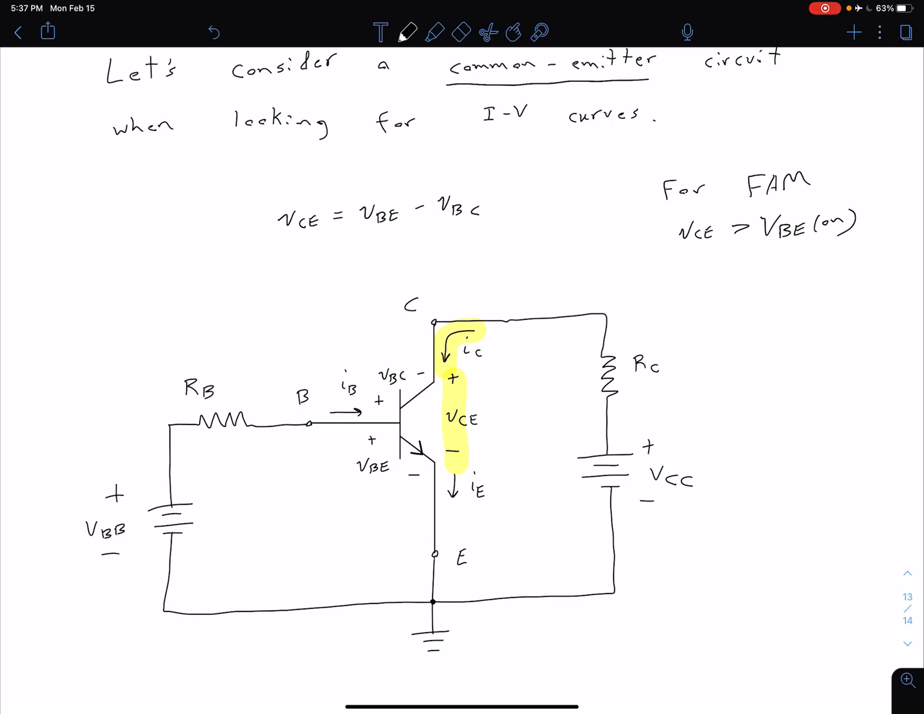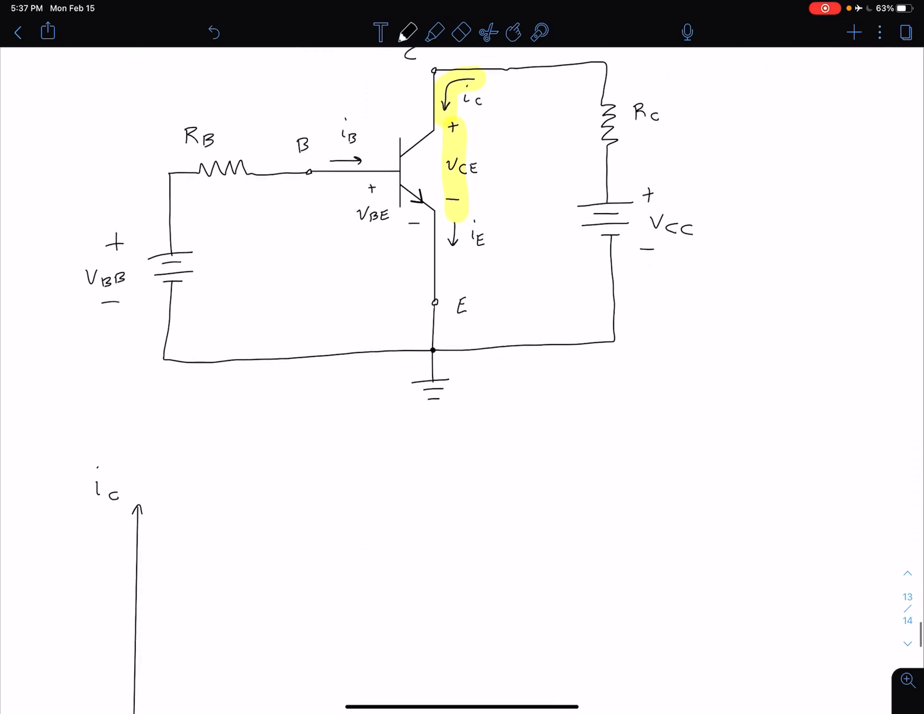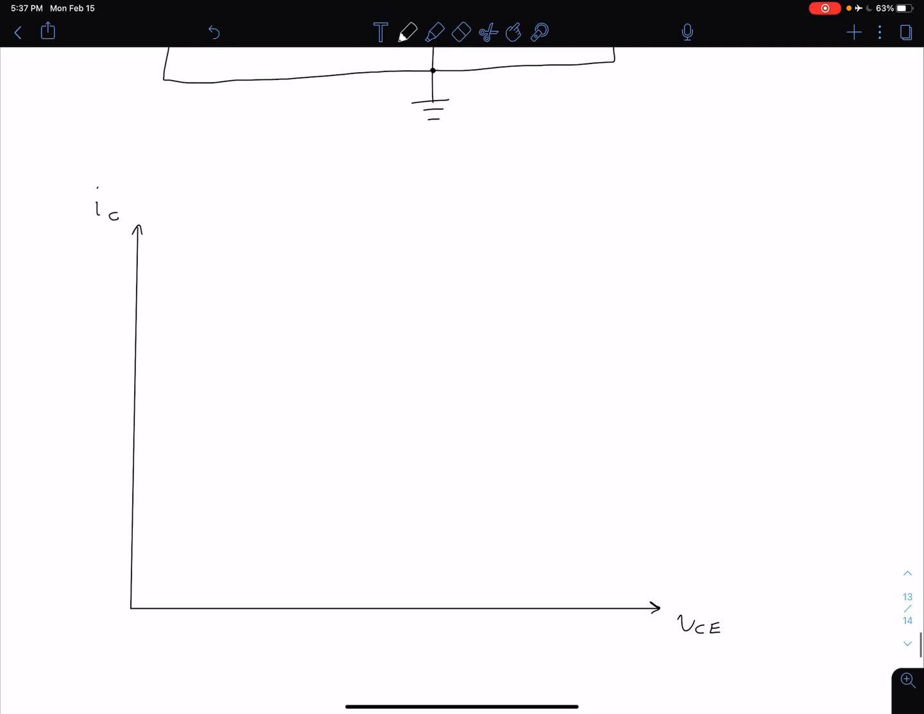So if we have that true, then that means our VBC is going to be 0 or negative. What this is basically saying is that our base emitter junction is forward biased and our base collector junction is reverse biased. So it's just a little different way to look at that, because sometimes we won't have that base collector voltage explicitly labeled. So it turns out that our curve looks something like this.